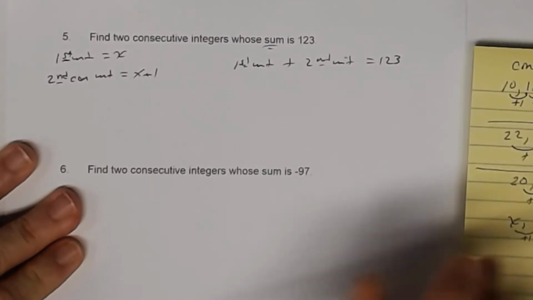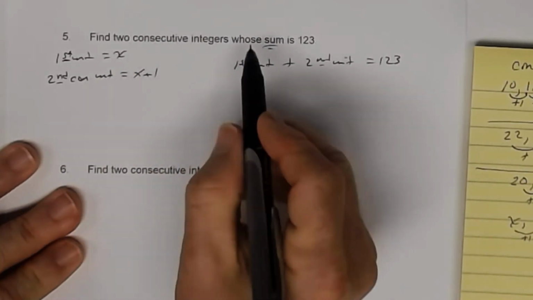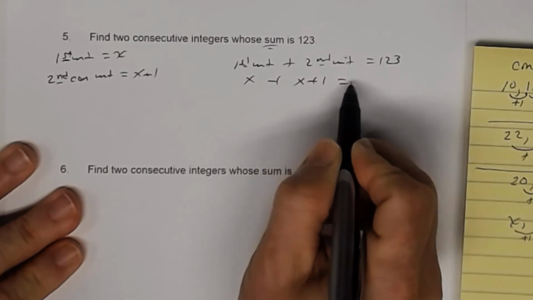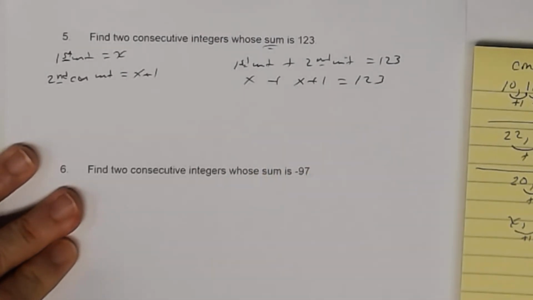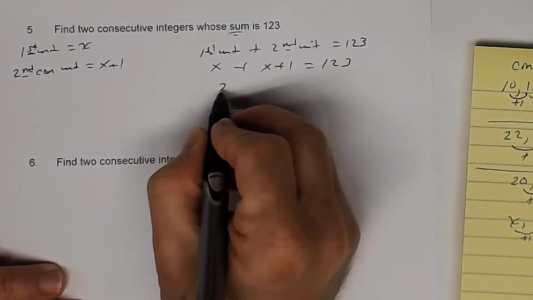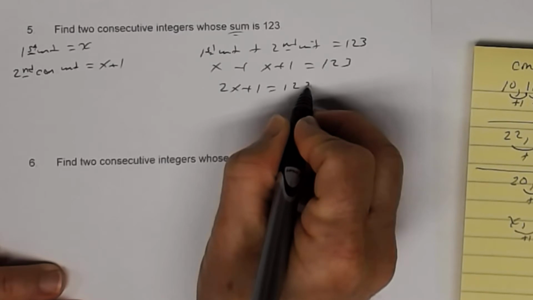All right? And now we're going to take these expressions, put them here. So my first integer is x. My second integer is x plus 1, and that equals 123. And there's your equation. That's the equation. Combine like terms, I get x plus x is 2x. I get 2x plus 1 equals 123.